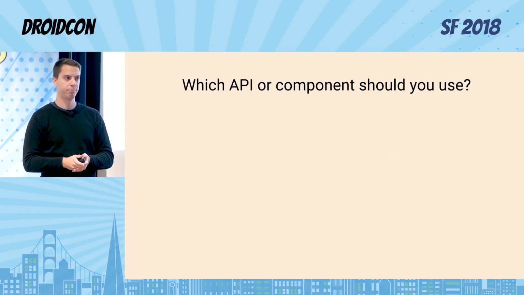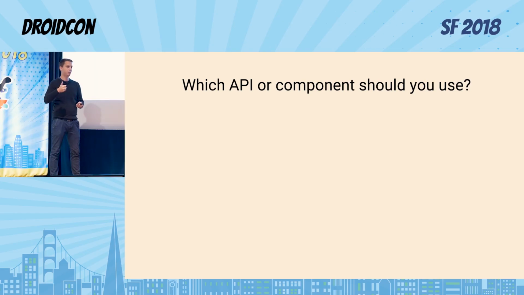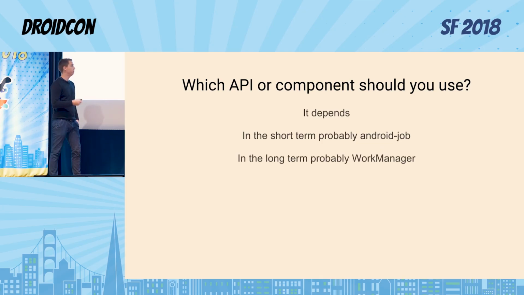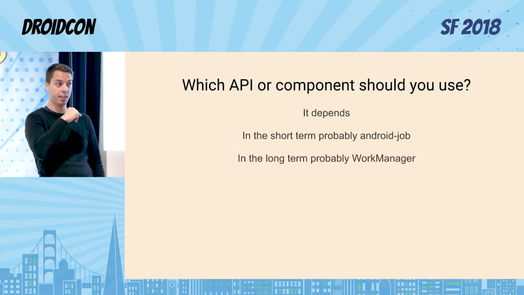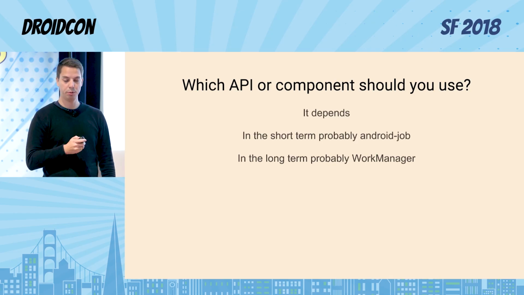So that was a lot. We had AlarmManager, Job Scheduler, and many others. And the obvious question is now, of course, which one should you use for your app? And the famous answer is, it depends. In the short term, I would probably recommend using Android Job because it's out there for such a long time. And many companies are using it, like Square is using it, Twitter is using it, and many more. But in the long term, I definitely recommend migrating to WorkManager because WorkManager is the future. Google is supporting it. They are fixing issues there. They are fixing platform bugs in the existing framework APIs. So you really should use that.